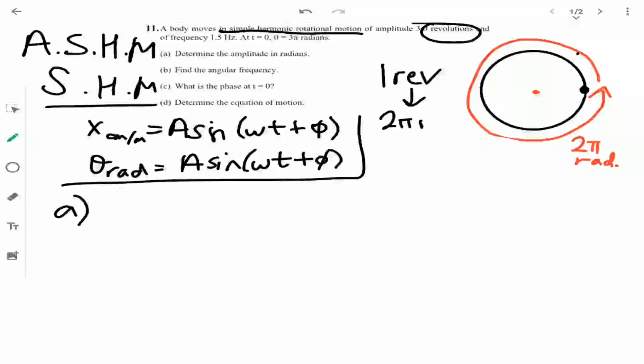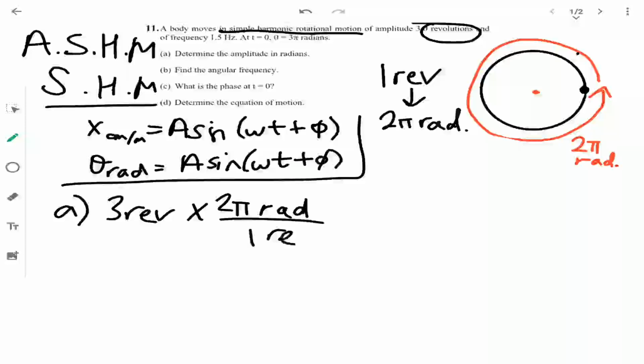So using this basic conversion factor, what we can do is 3 revolutions times 2 pi radians over 1 revolution, cancel the revolutions, you get amplitude equals 6 pi radians.